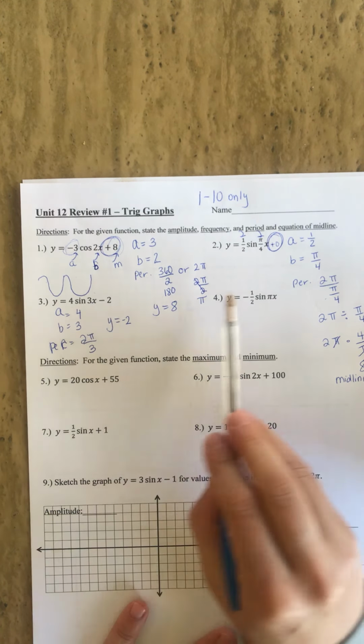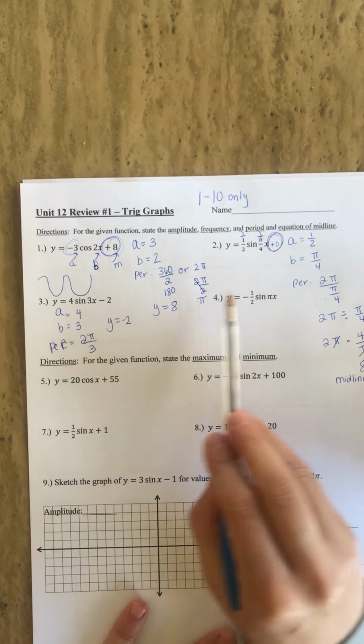My max is going to be my midline, which is 55, plus my amplitude. Remember, the amplitude is right out in front. This is my amplitude. This is my frequency. And that right there is the midline. So we have 55 plus 20, and that's going to give me 75 for my max. My min is going to be my midline, which is 55 minus my amplitude, and we are going to get 35.